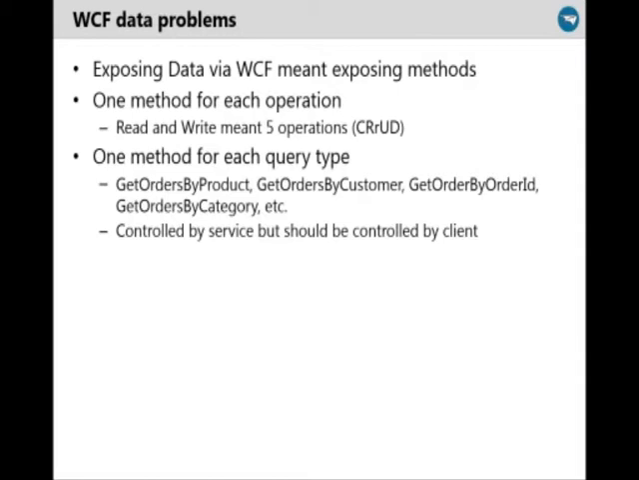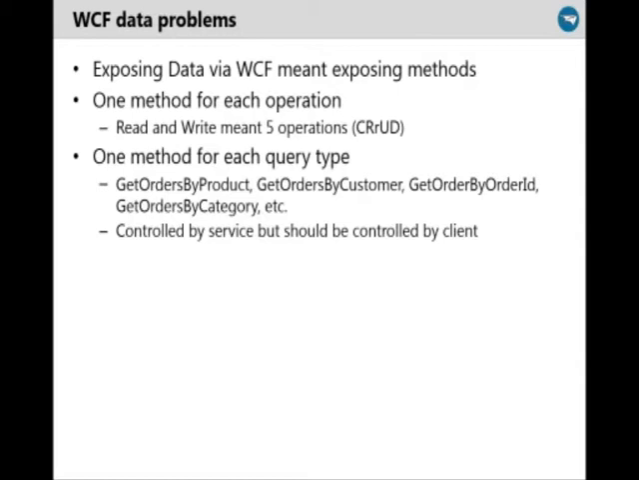So if you want to be able to both read your data and write your data, it generally means that you have to write 5 operations per type that you're exposing. If I've got customers, orders, and products, and I want to be able to read and write all 3 of those, it means I've got about 15 operations that I have to write and maintain. One for the create, one for the read all, one for the read one, one for the update, and one for the delete. So it's your basic CRUD.